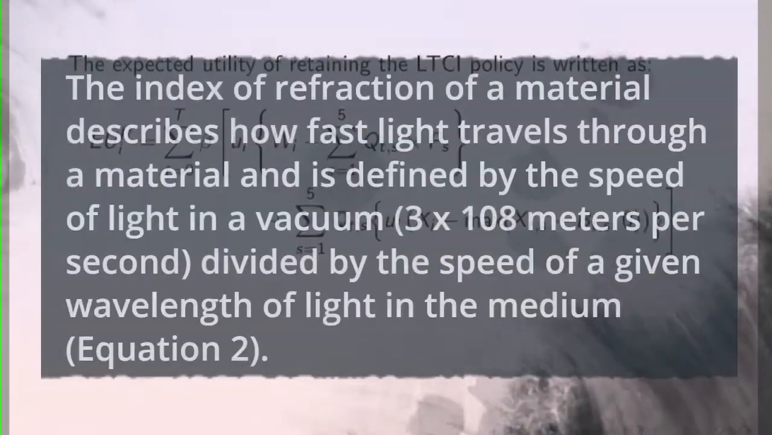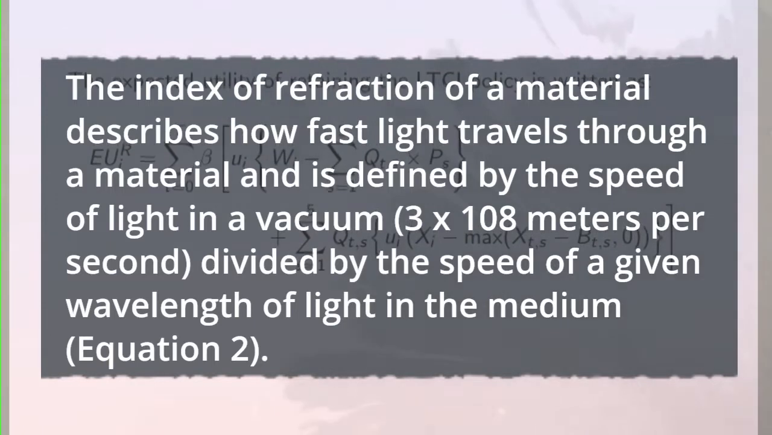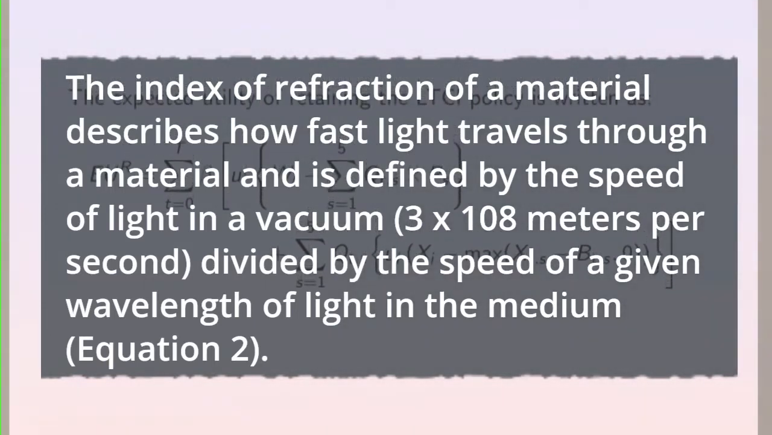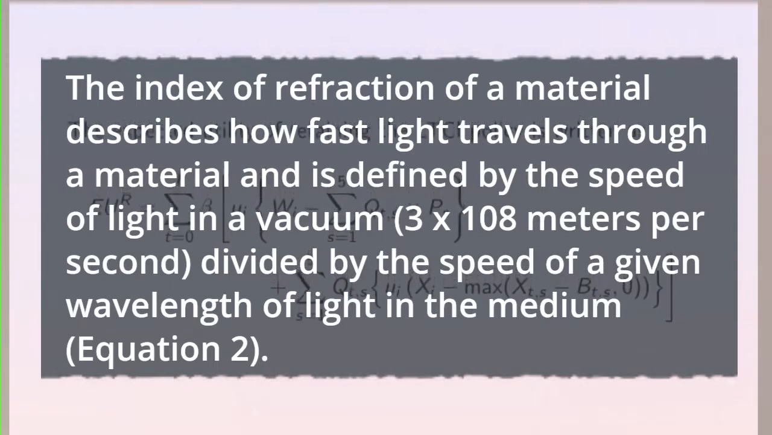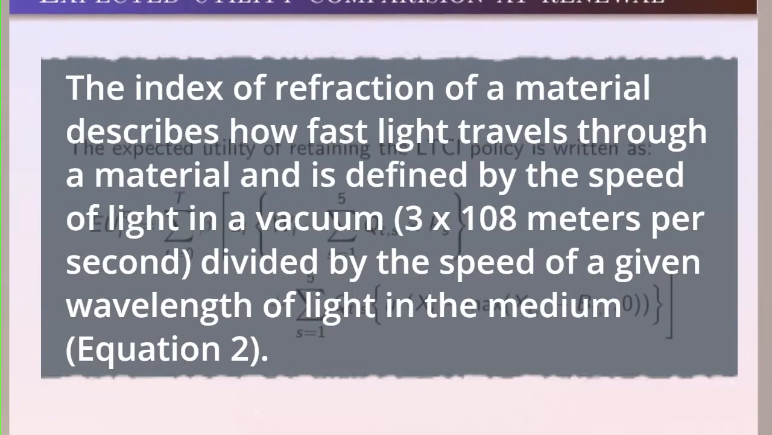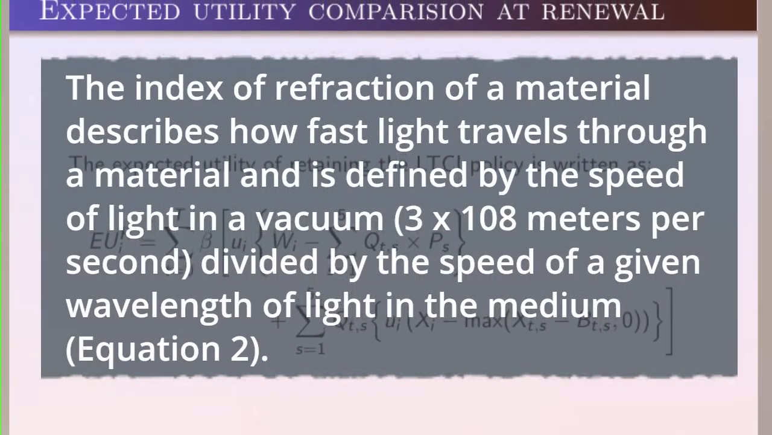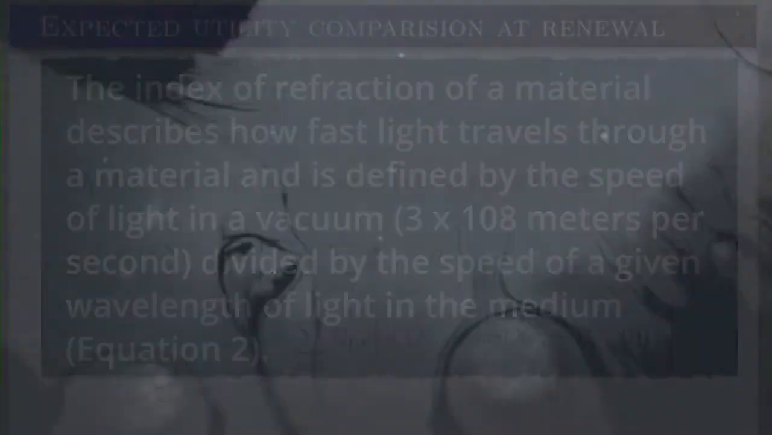The index of refraction of a material describes how fast light travels through a material and is defined by the speed of light in a vacuum, 3 × 10^8 meters per second, divided by the speed of a given wavelength of light in the medium, equation 2.